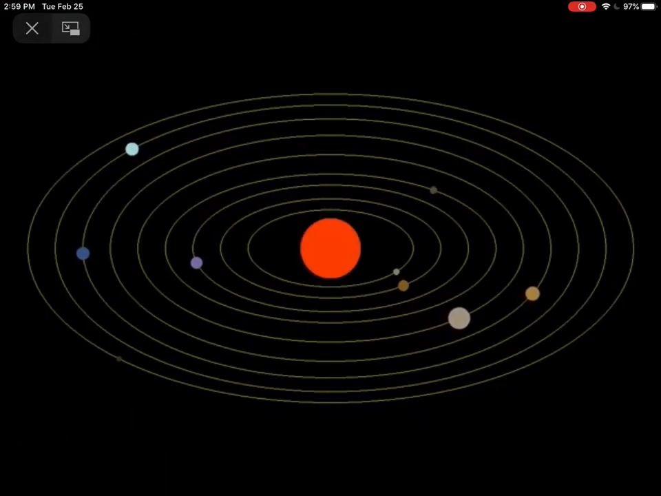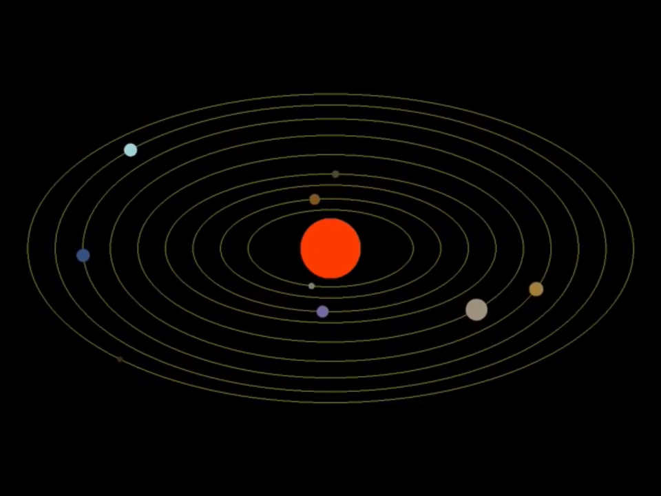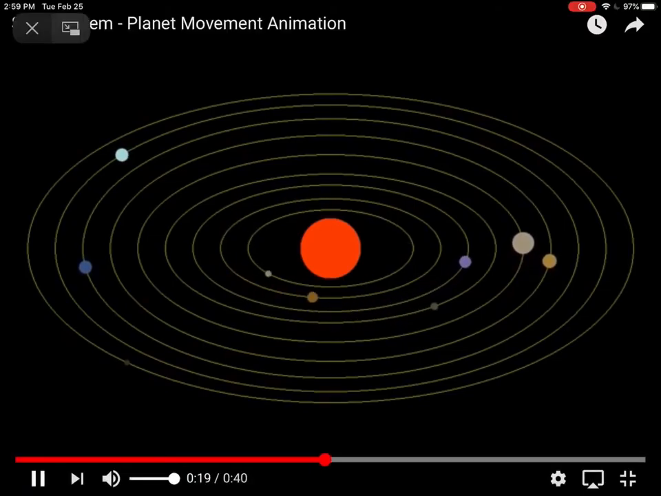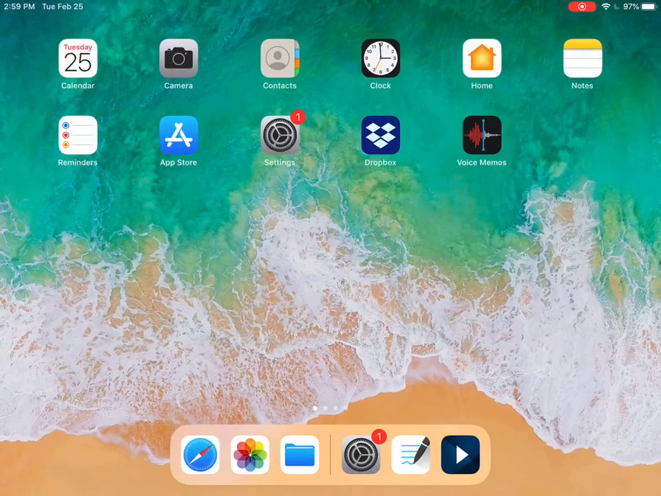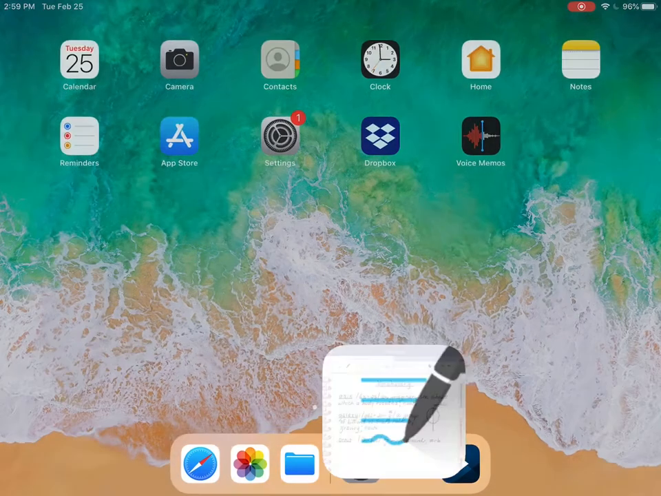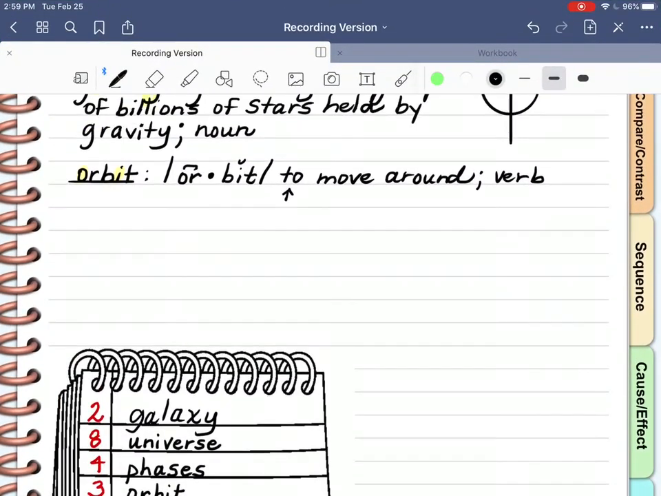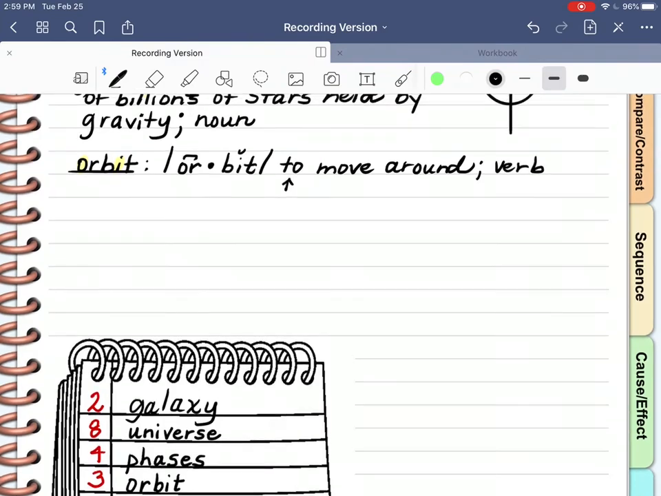So you see that some of the planets are orbiting very fast. Some of them are not moving as fast. Earth takes 365 days to make one trip around the sun. Okay, enough about that. I just wanted to give you an idea of what we're talking about. Can you tell that I love science?